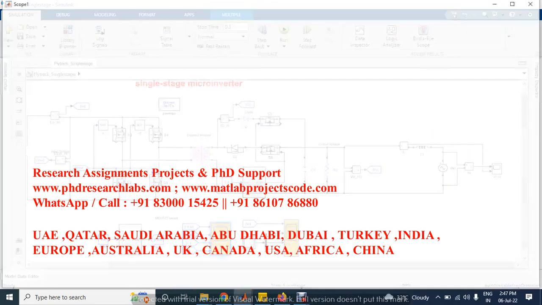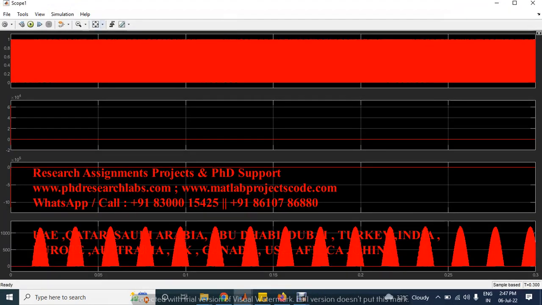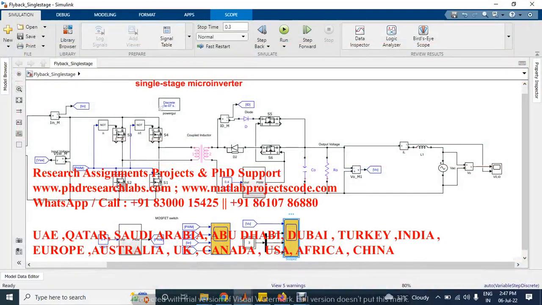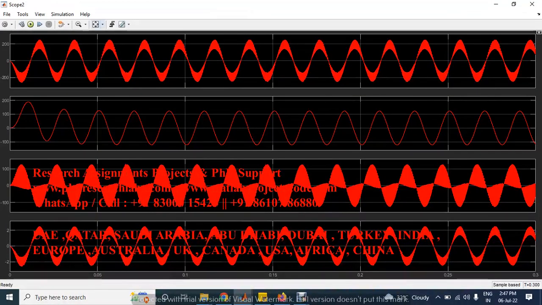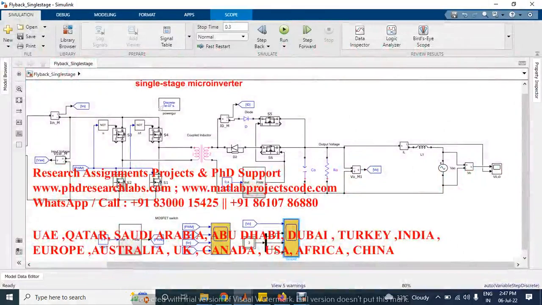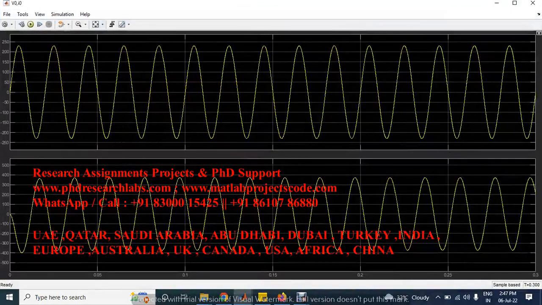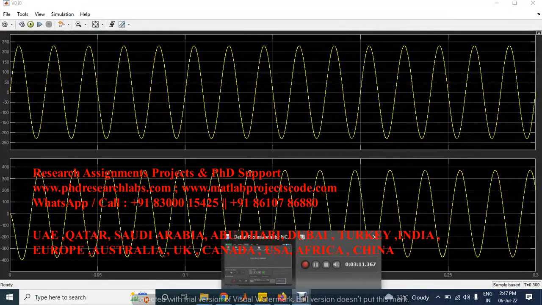Here we can check the PWM, input voltage, input current with diode current, and this is the output voltage, which is the active load with transformer, meaning the transformer voltage and transformer current, and this is the electrical load current and voltage.